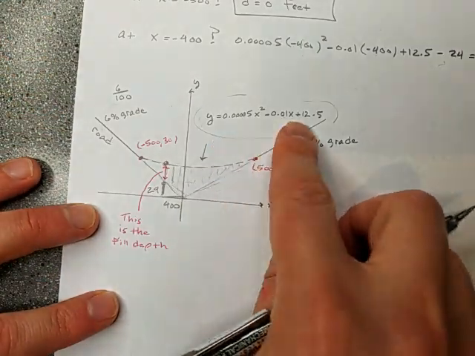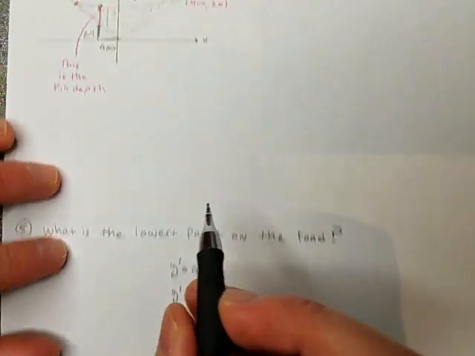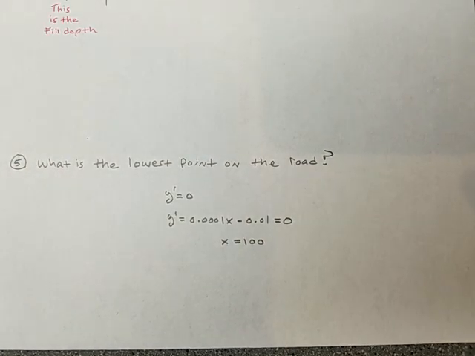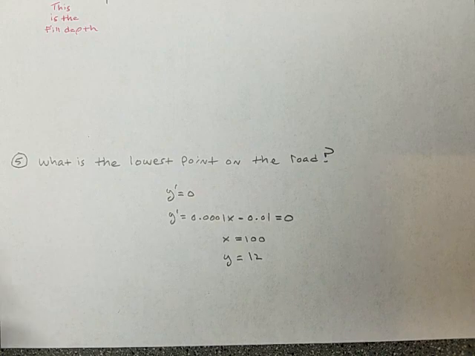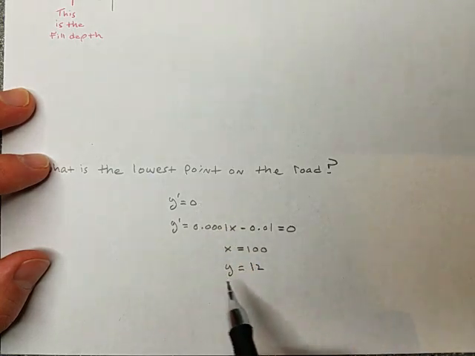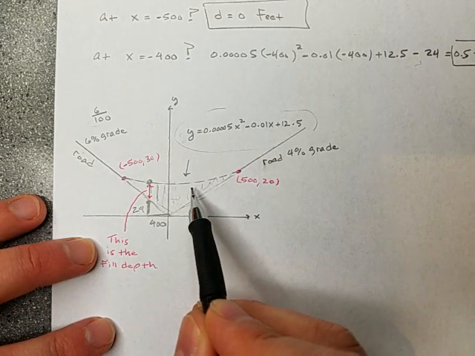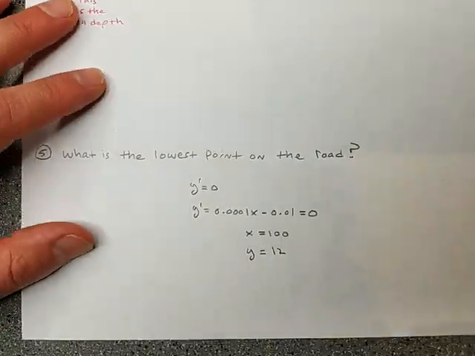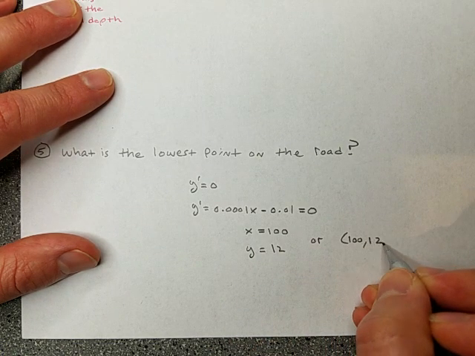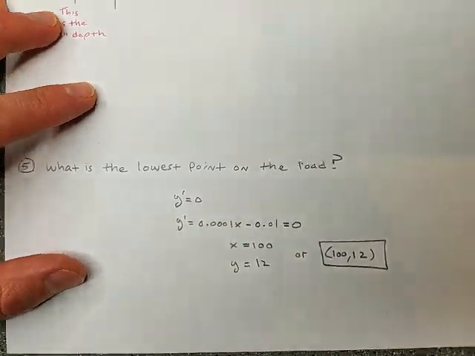I should give the y-coordinate also. So I'll put in 100 into that to tell you the y-coordinate. Okay, and it turns out we get y to be 12. All right, so the lowest point on the road with respect to our coordinate system is 100 feet over and 12 feet up. All right, so I'll give it that way, or like this. Give it as a point or the individual numbers, it doesn't really matter.